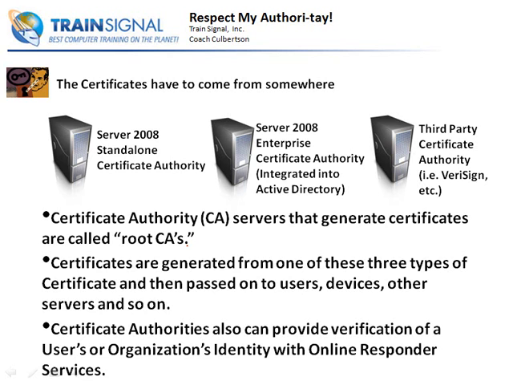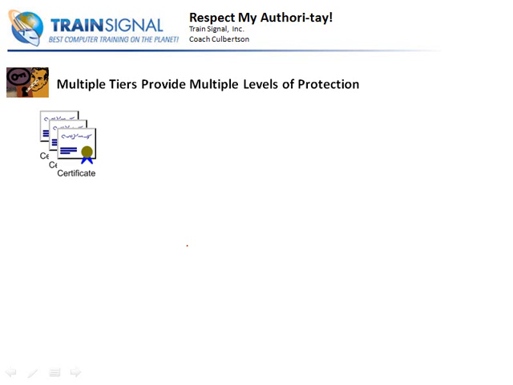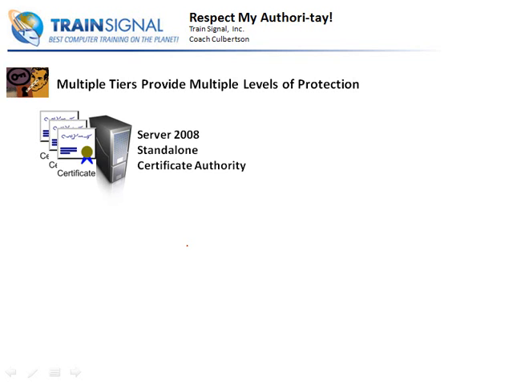And these certificate authorities also provide authentication of a user or organization's identity with use of some kind of online responder services. Okay. And we'll talk about those in just a little bit when we talk about the whole idea of revocation lists. All right, so now let's talk about how you might actually see this implemented in a real network, okay? Let's start off with a standalone certificate authority.